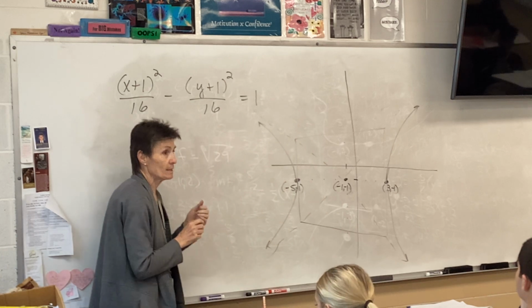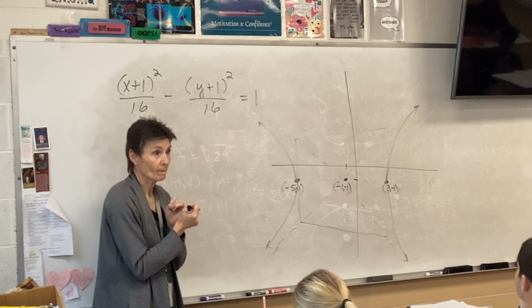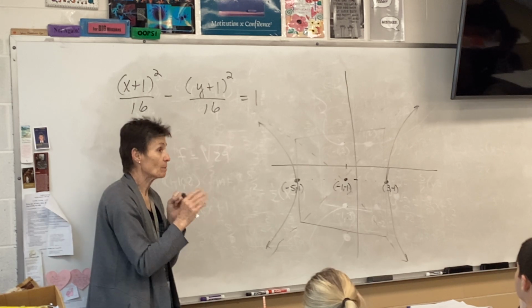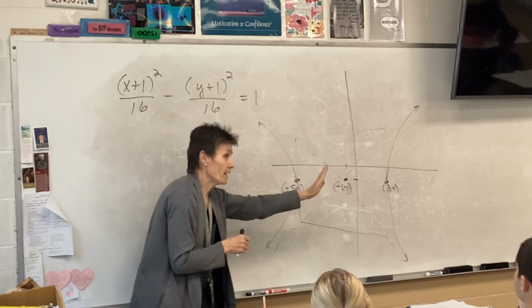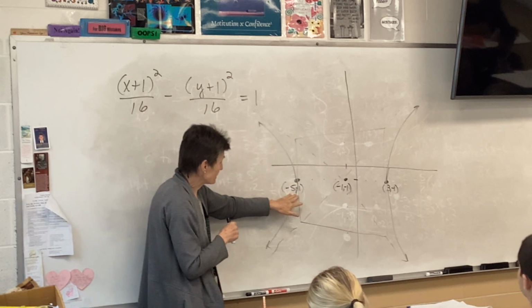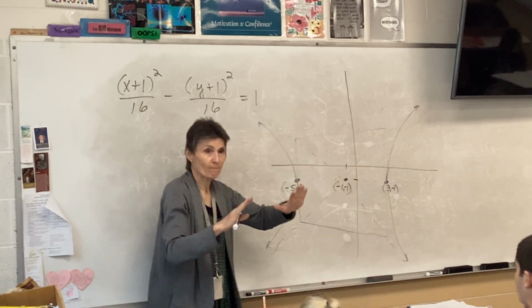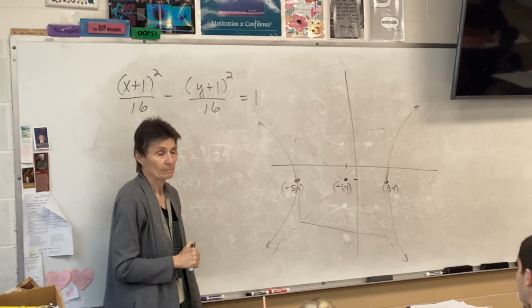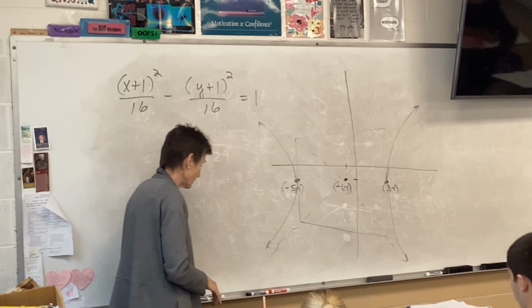How are we center at -1, -1? Counting up and down and sideways 4. Opening this way since x came first. So vertices at -5, -1, and 3, -1. Is everybody there? All right, keep going. We'll talk about the rest in a minute.